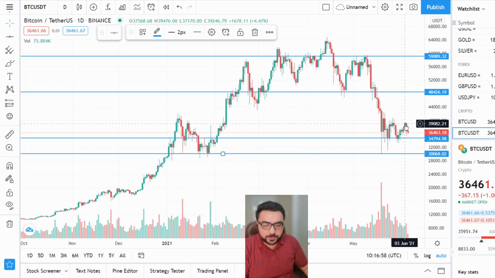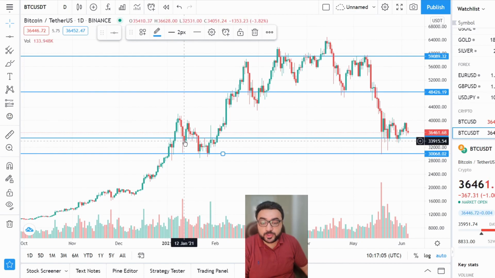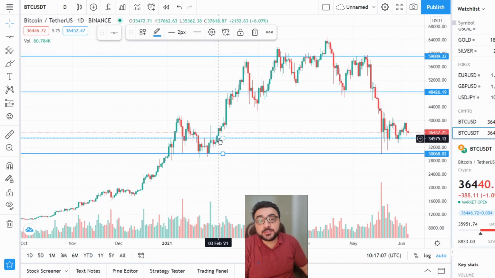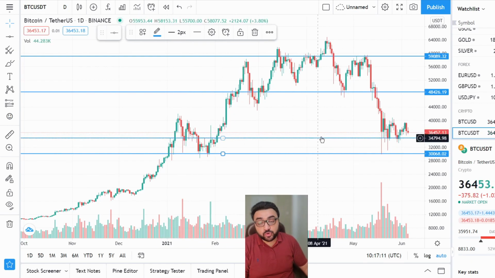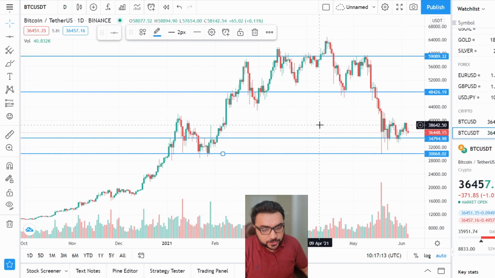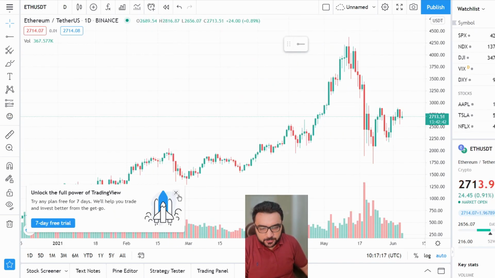From here, we saw multiple touches: 1, 2, 3, 4, 5. Also, this was somewhat of a support before, acted as a resistance already, and then became a support. So this is another strong level to look at. That's one example. Let's head over to Ethereum's daily chart and do it again.